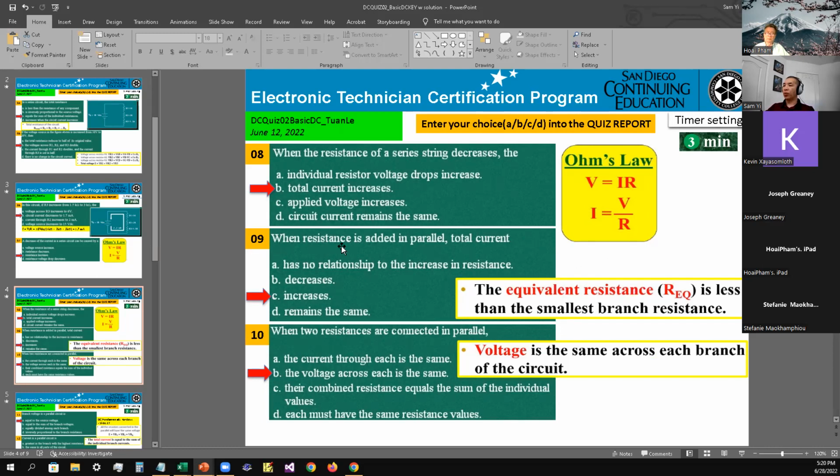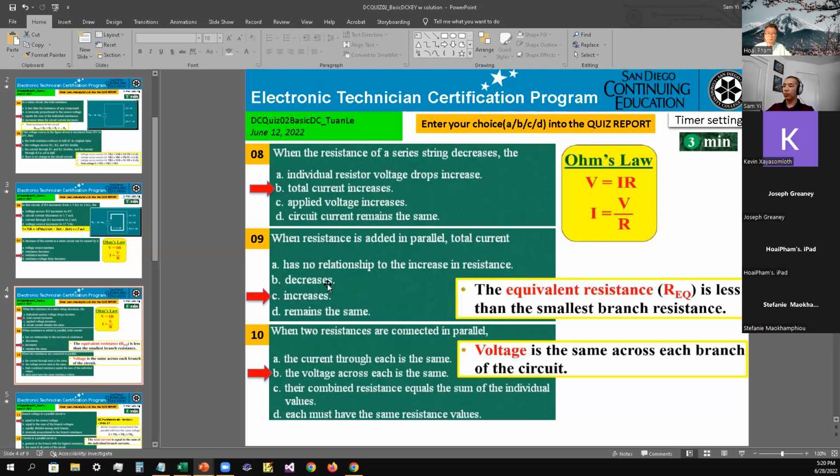Okay, number 9, when resistance is added in parallel, total current would increase. So if you add a resistance into parallel, you would decrease the resistance. So the equivalent resistance is less than the smallest branch resistance. Therefore, anything that you add in parallel, your resistance would decrease, therefore your current would increase. So the answer is C as in cat for number 9.